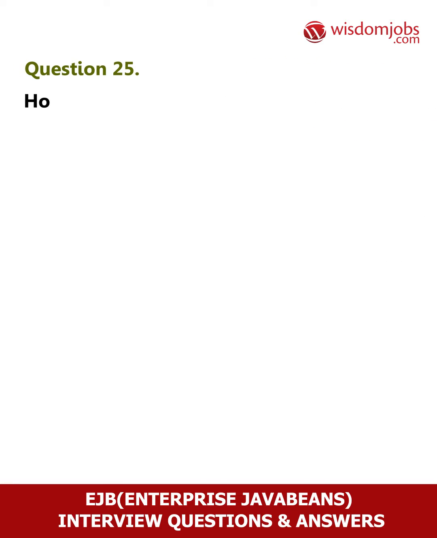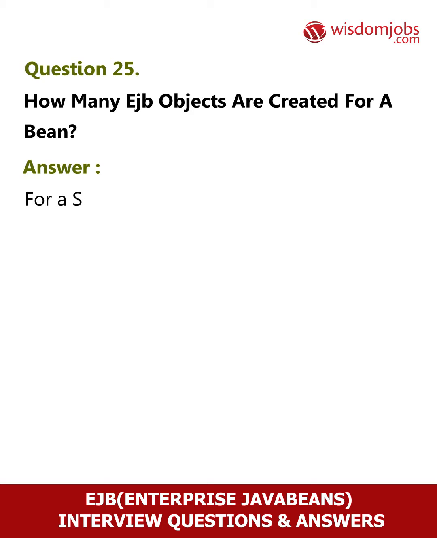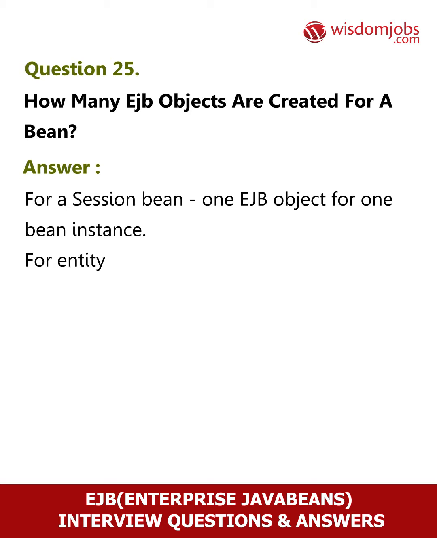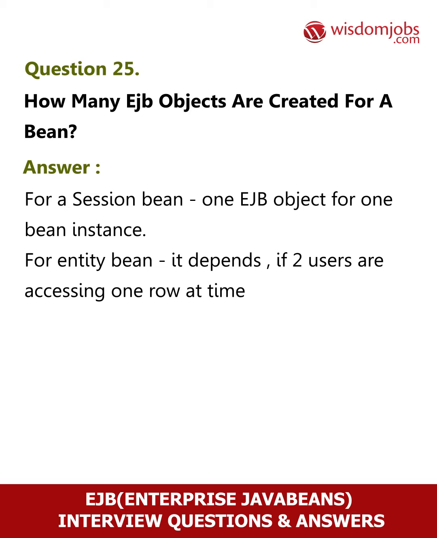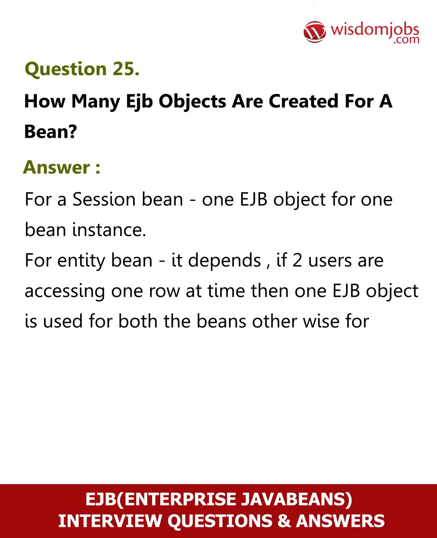Question 25. How many EJB objects are created for a bean? Answer. For a session bean, 1 EJB object for 1 bean instance. For an entity bean, it depends. If 2 users are accessing 1 row at a time, then 1 EJB object is used for both the beans, otherwise 1 EJB object for each bean.